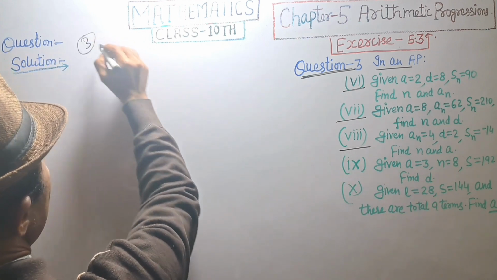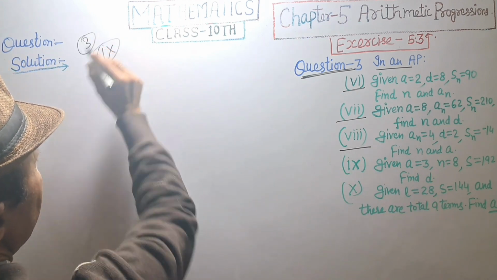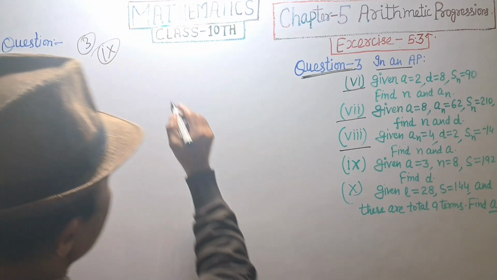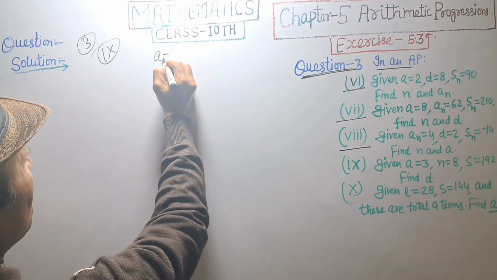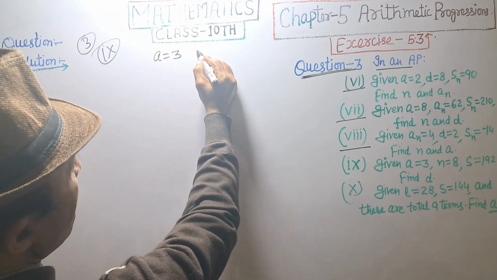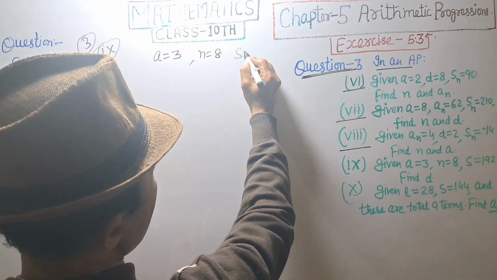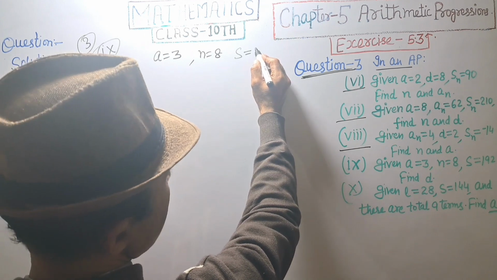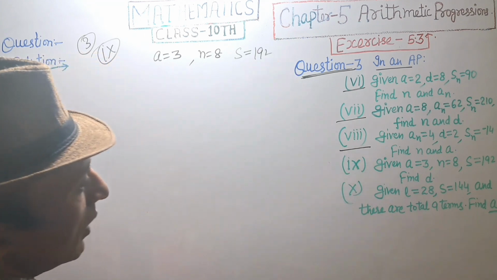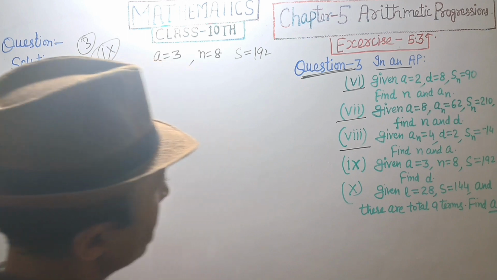Question 3, ninth part. Given a is equal to 3, n is equal to 8 and S is equal to 192. S means Sn.